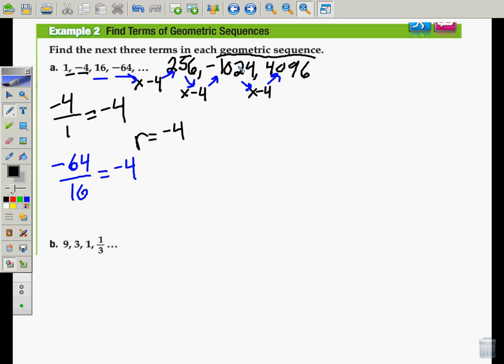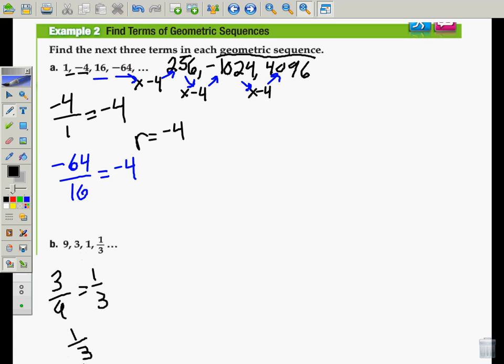Now if we look at part B, to find my common ratio, I have to do 3 divided by 9. That will give me 1/3. And here's where it's important that you're able to use fractions and not decimals, because decimals will make it harder. Let's try another two terms, 1/3. Right here, well, obviously that's 1/3. So 1/3 is my common ratio.